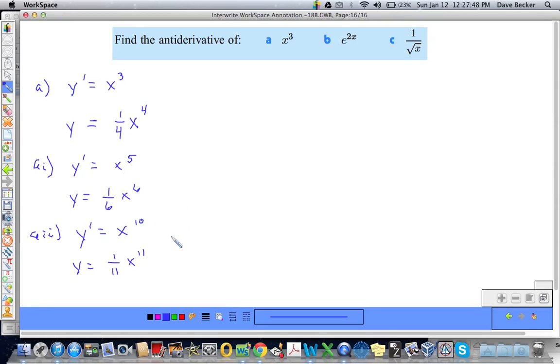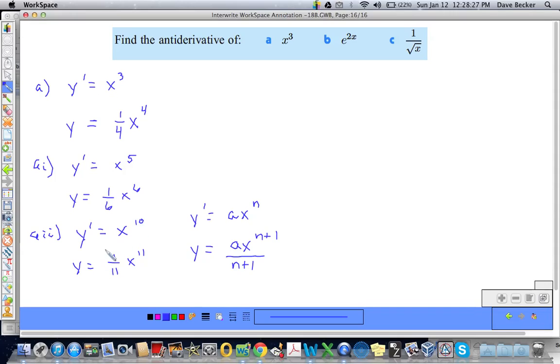And there's just a little quick formula here. If I know that y prime equals a x to the n, in all of these cases my a was equal to 1, but it doesn't matter. It doesn't matter what the coefficient is. This will work. Then the antiderivative is equal to a x to the n plus 1, divided by n plus 1. Divided by n plus 1. Think about that.